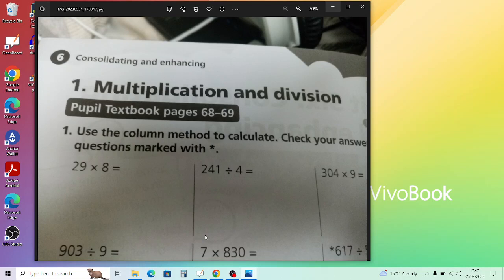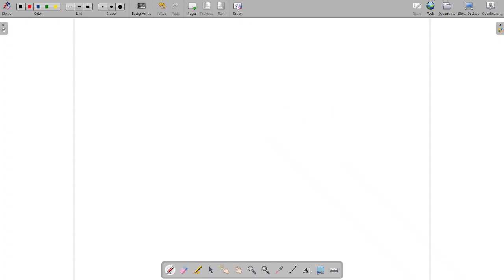And let's start with this then. Question 1. So combination of multiplications and divisions. Let's do a quick recap of some of the material. So 304 times 9, or 7 times 830. Let's do 7 times 830.